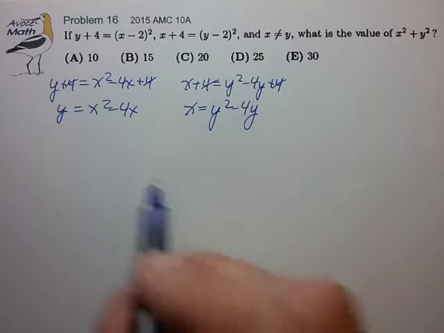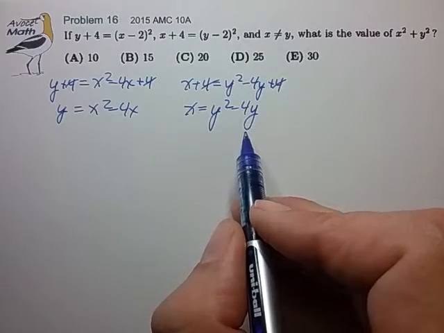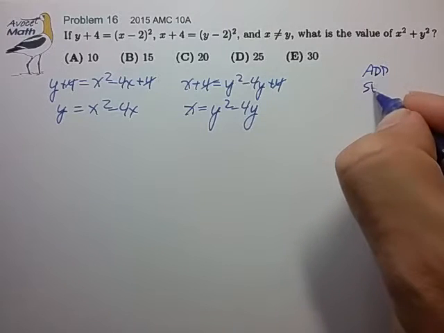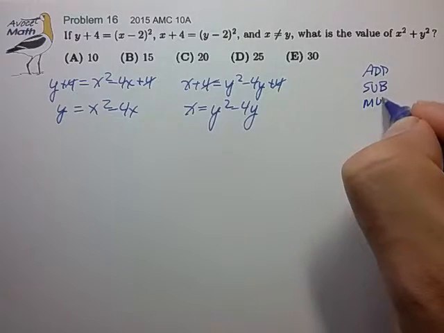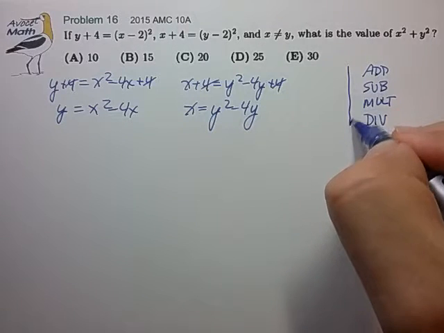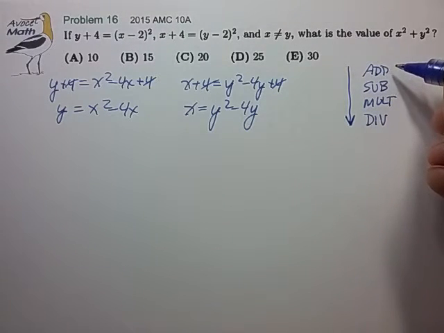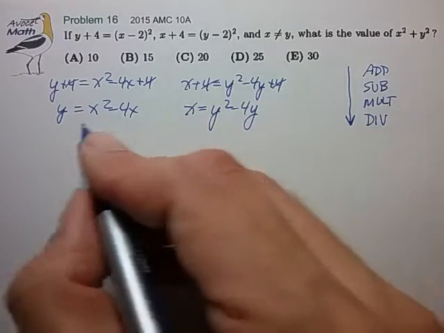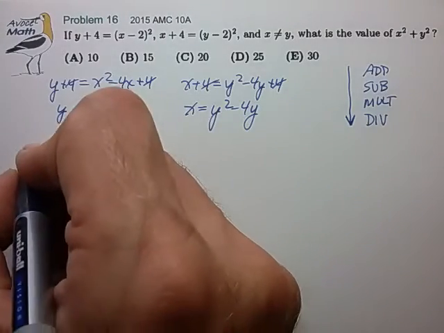In general, when you have multiple equations on the AMC, it's often helpful to either add the equations, subtract the equations, multiply the equations, or perhaps sometimes even divide the equations. But I would try them in this order: addition, subtraction, multiplication, and as a last resort, perhaps division. So let's add up these two equations and see what we get.